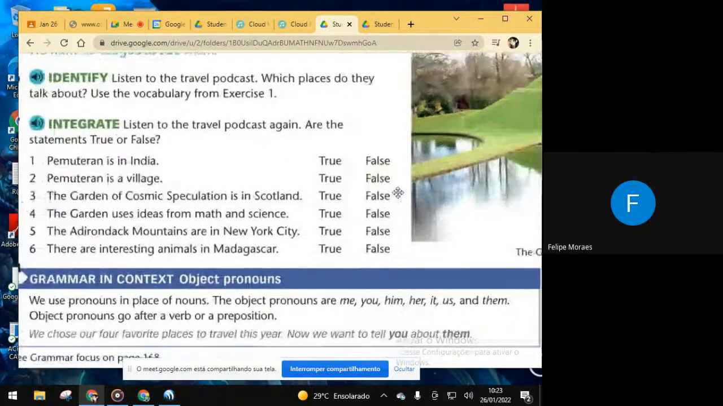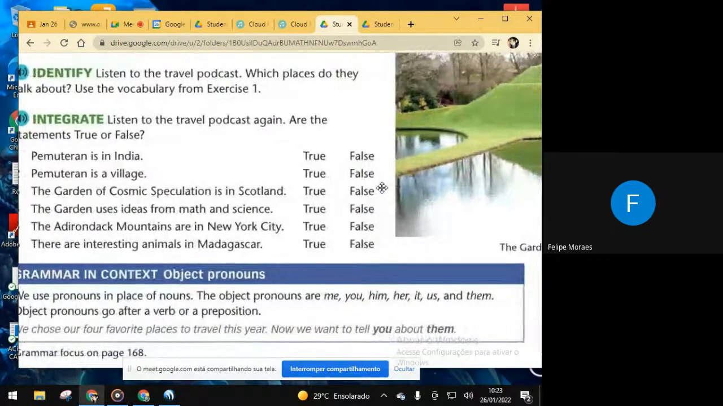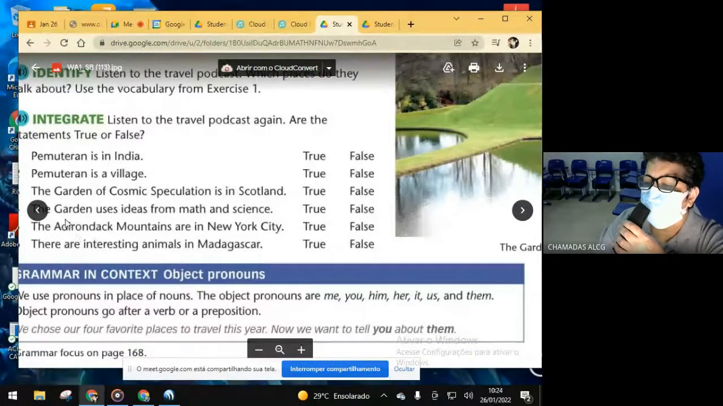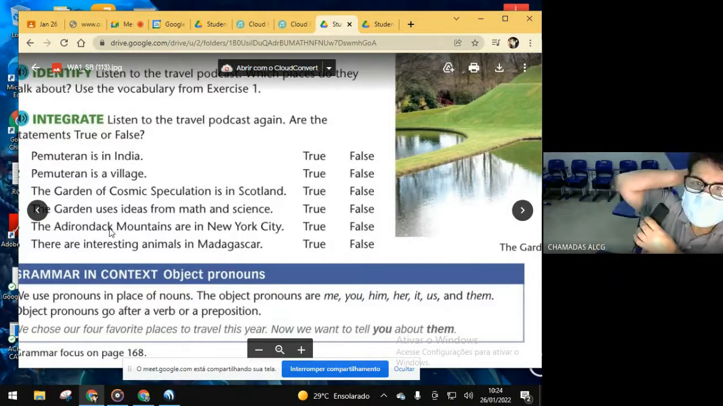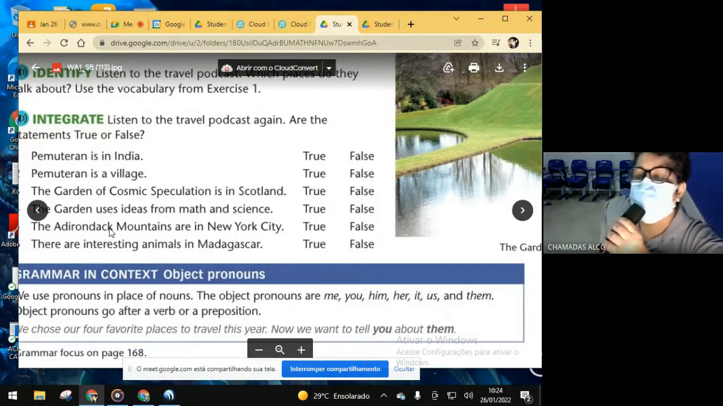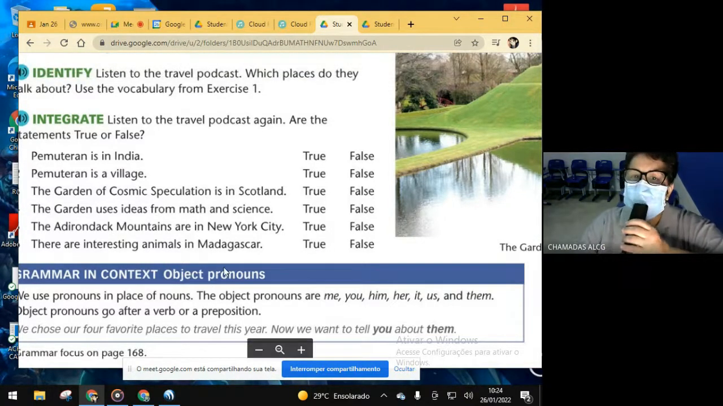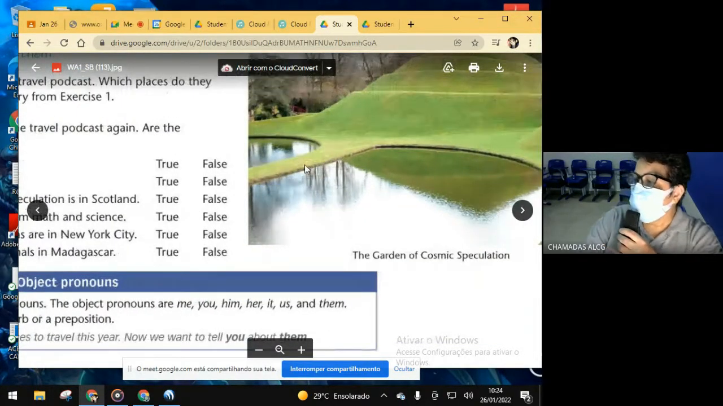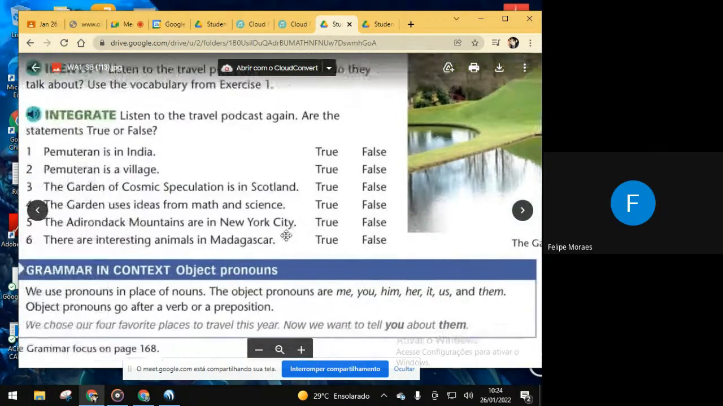I would like to visit these mountains, Adirondack Mountains. I think the stress is on the first syllable. They say Adirondack. Yeah. Me too. I would also like to visit the Garden of Cosmic Speculation. I think that would be interesting. I like this garden. Yeah, it sounds fun to go there.